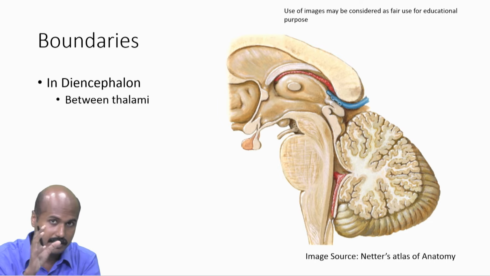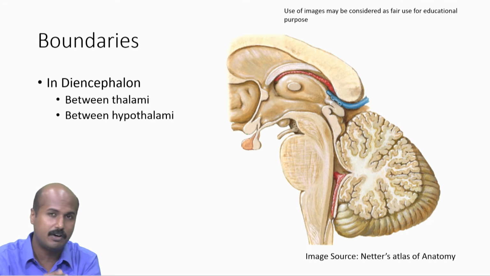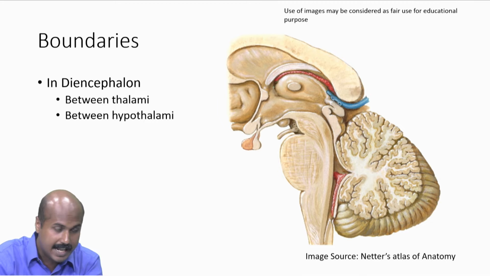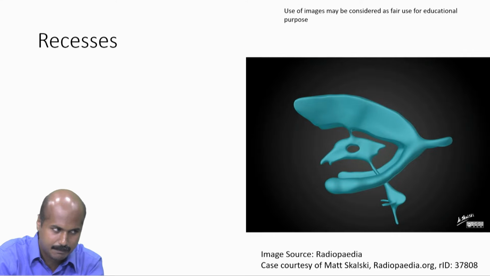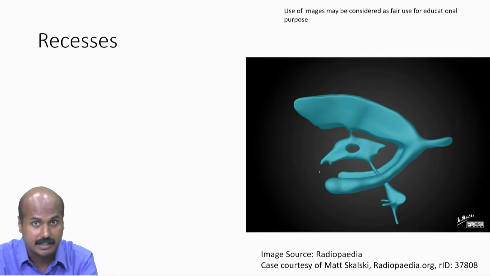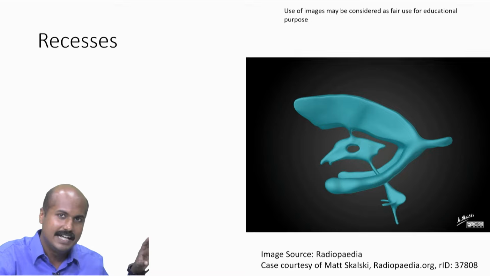As I said before, the third ventricle is located within the diencephalon. They are located between the thalami and the hypothalami, because you have the hypothalamic sulcus here. So this is the thalamus and this is the hypothalamus, and we mentioned the recesses. So let us have a look at the recesses alone.